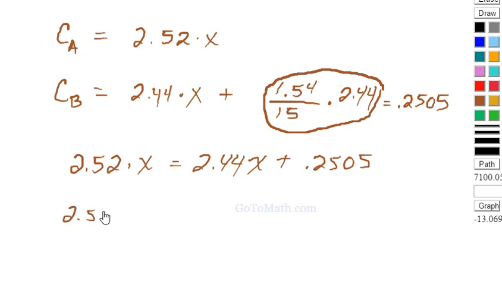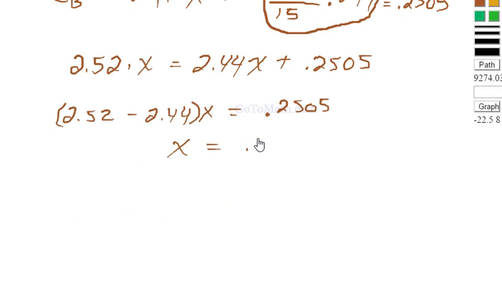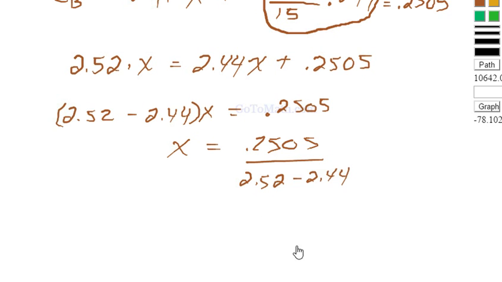So we got 2.52. I'm going to skip a step here now, so hang in there. That's just bringing this over to the left-hand side, and then we went ahead and factored an x out. And then we end up with x is equal to 0.25 divided by whatever this difference is. We'll just leave it like that. Minus 2.44. Okay.